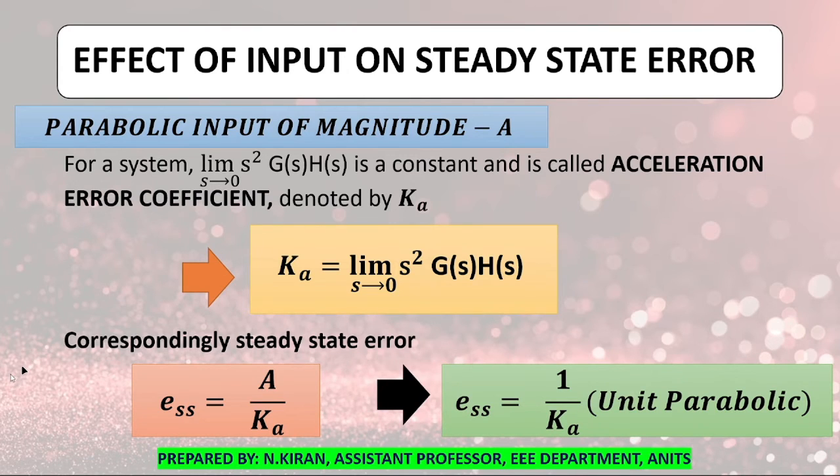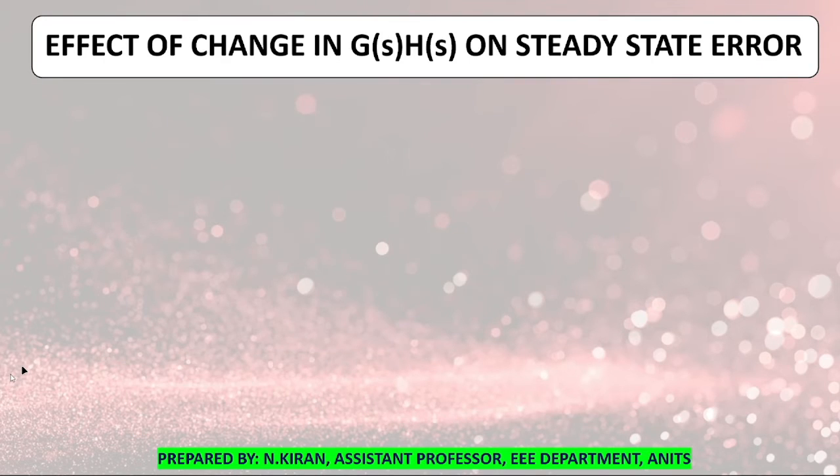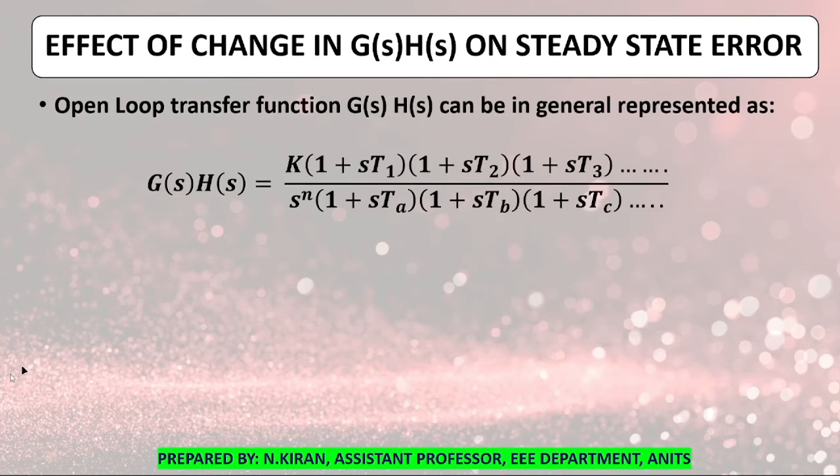So these are the effects of various inputs on steady state error. The second factor that we are going to see is how a change in open loop transfer function, that is G of s into H of s, will affect your steady state error.